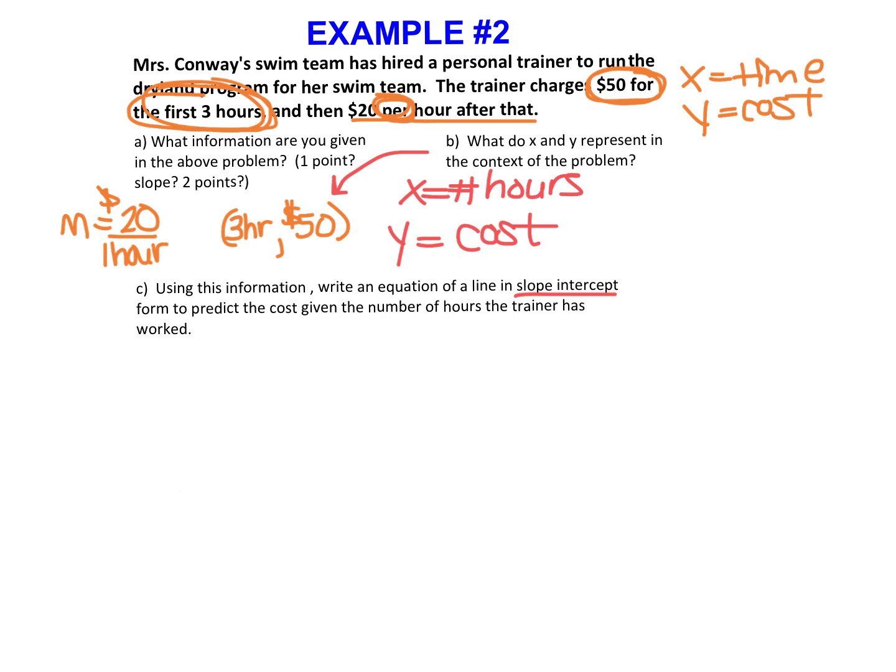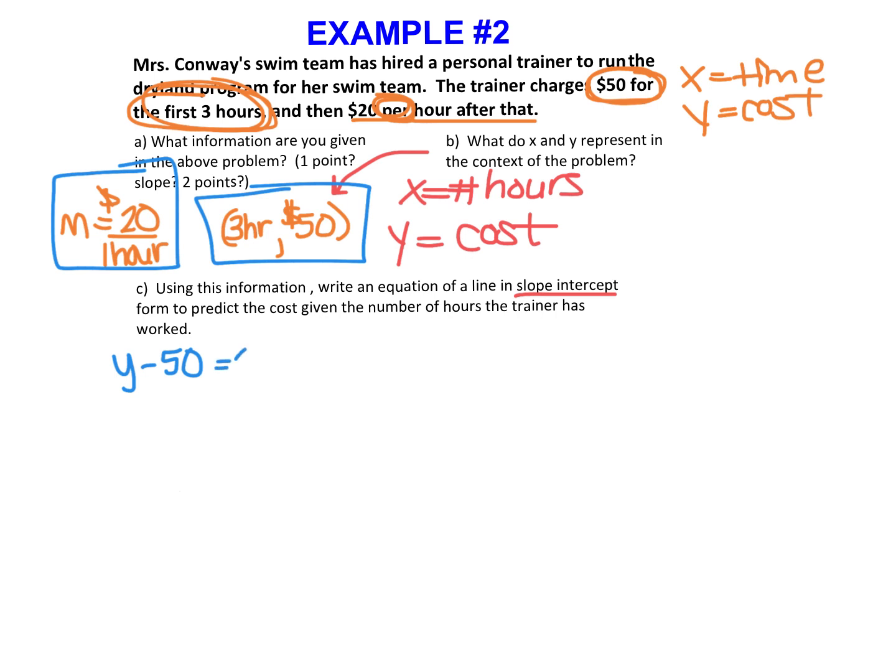So here I can see that I already have a slope and I have 1 point. Now remember, we always start in point-slope form. So I'm going to start with y minus my y coordinate of 50 is equal to my slope of 20 times x minus my x coordinate of 3. So remember, this is our point-slope form. This is where we always start. Then from here, we're going to rewrite this into slope-intercept form.